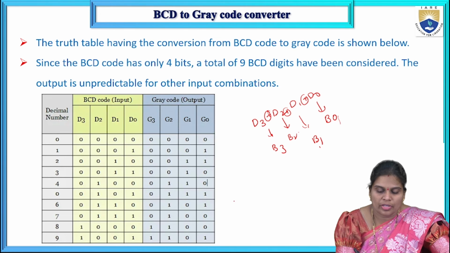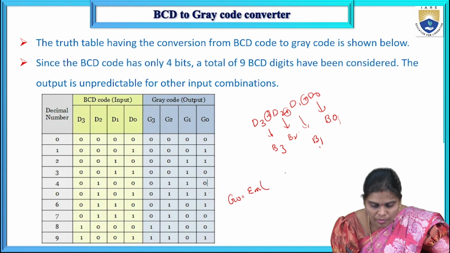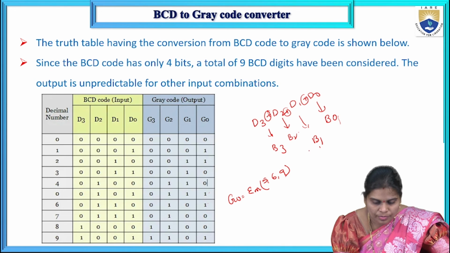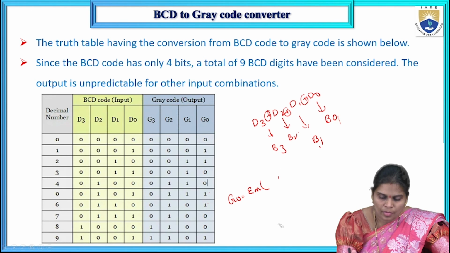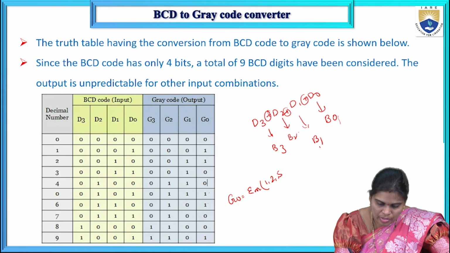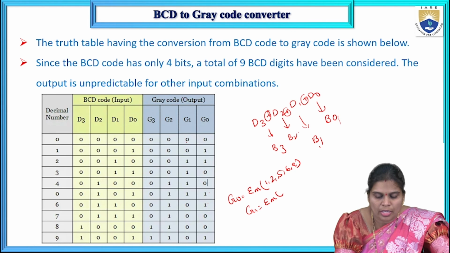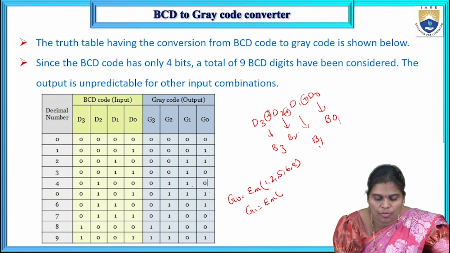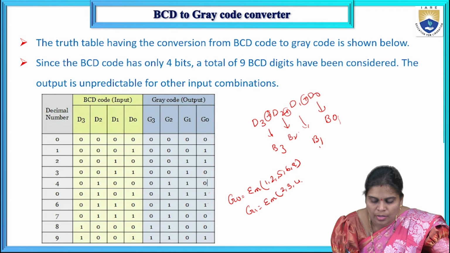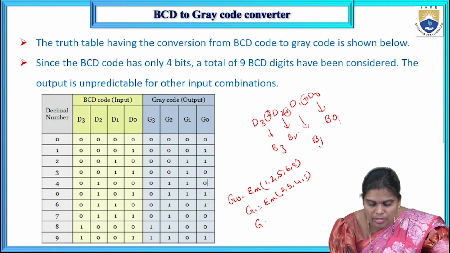Now write the equation for the G0: 5, 6, 9, 1, 2, 5, 6, 9. Next, G1 is summation m. So here the 0 and 1 are the zeros, next 2, 3, 4, 5. Next one is G2. For this G2: 4, 5, 6, 7.